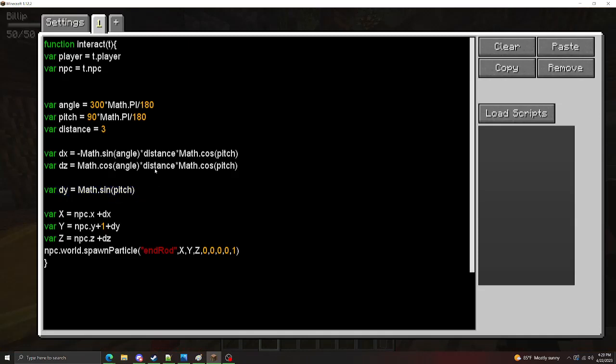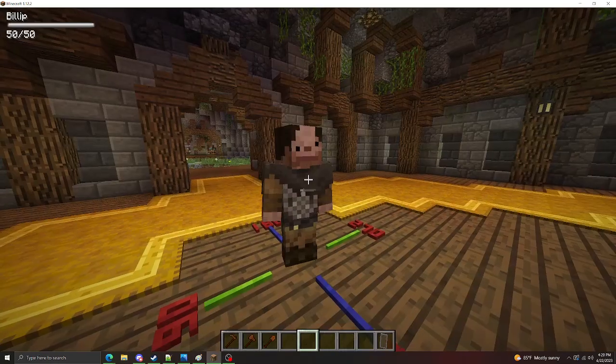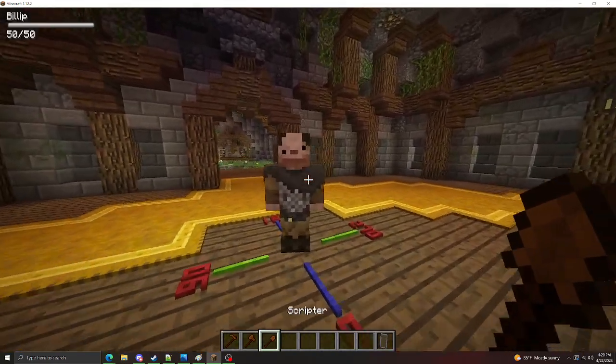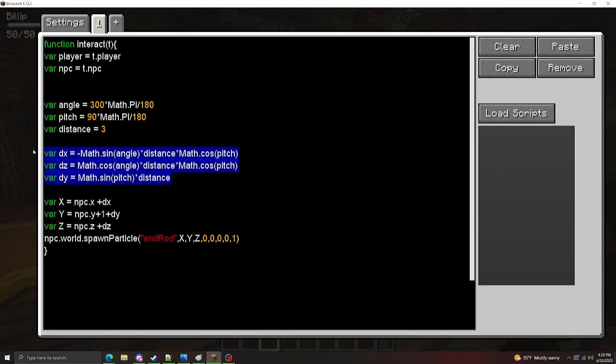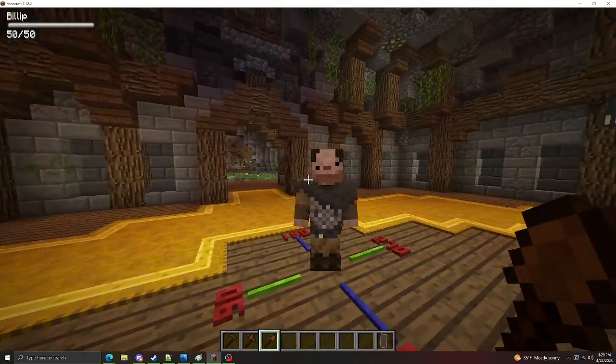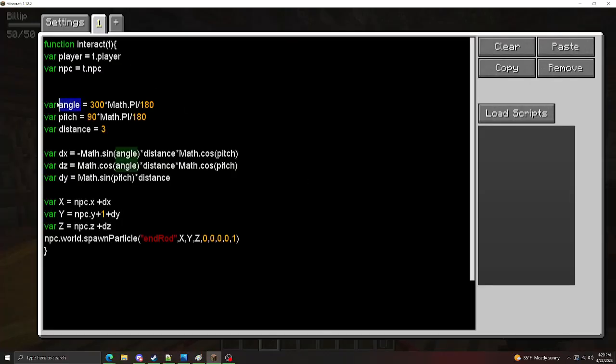We forgot to vary the distance of the height factor here. So if we add the distance factor in there, now it spawns 3 blocks above. So now using these, we can get any point around the NPC in a circle using an angle rotation, a pitch looking up or down, and then a distance.